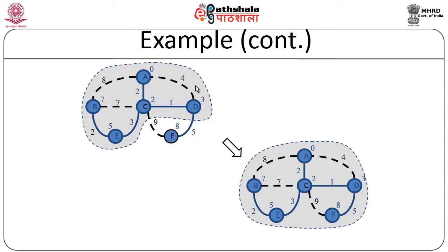Now, let us look at B. B has edges coming from A, C and E. Now, A has 0, 0 plus 8, so you have D of B as 8. Then 2 plus 7, 9, and then you have 5 plus 2, 7. So, 7 is the lowest. So, that is the edge you will consider and the other 2 edges are removed, and so on.